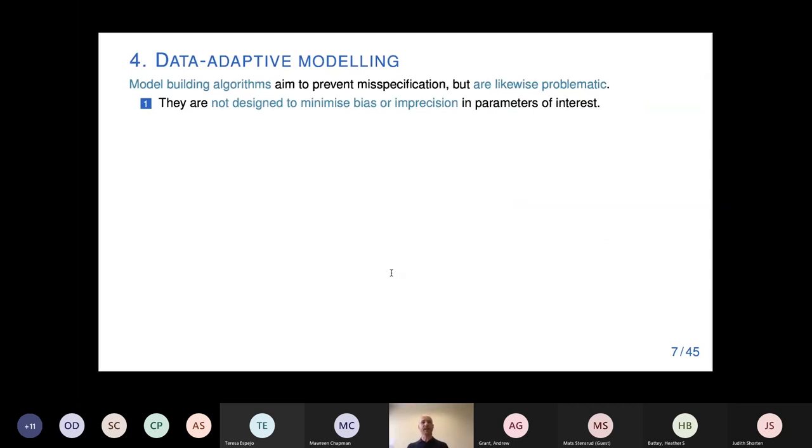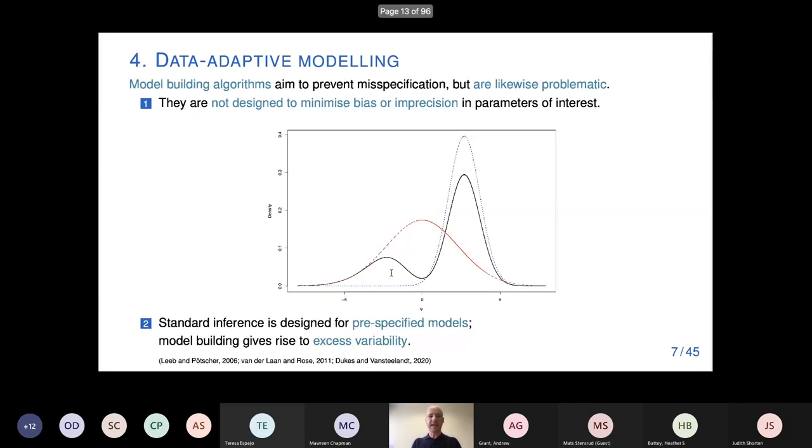In practice, we use model building algorithms to prevent model misspecification, but the use of these algorithms is likewise problematic for multiple reasons. One is that the typical algorithms that we use in practice are designed to give us good predictions. They're not necessarily designed to give us low bias or low imprecision in the parameter estimator of interest. And second, and perhaps more importantly, the standard inference that we employ has been designed for settings where we have a pre-specified model. If we use the data to select a model, then that will typically give rise to excess variability that we don't acknowledge in our inference.